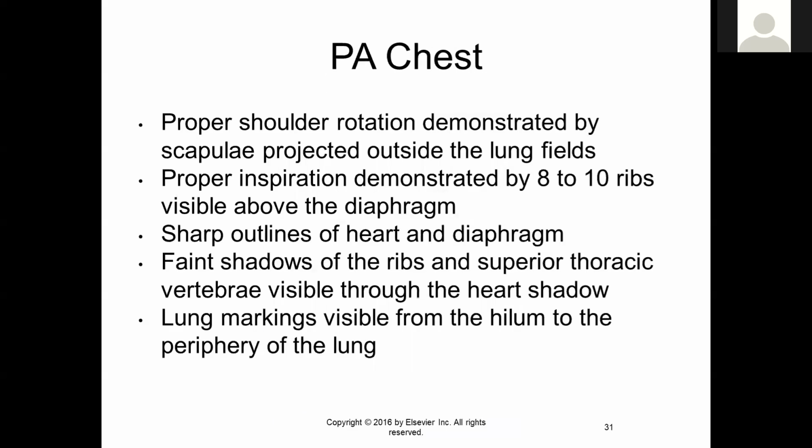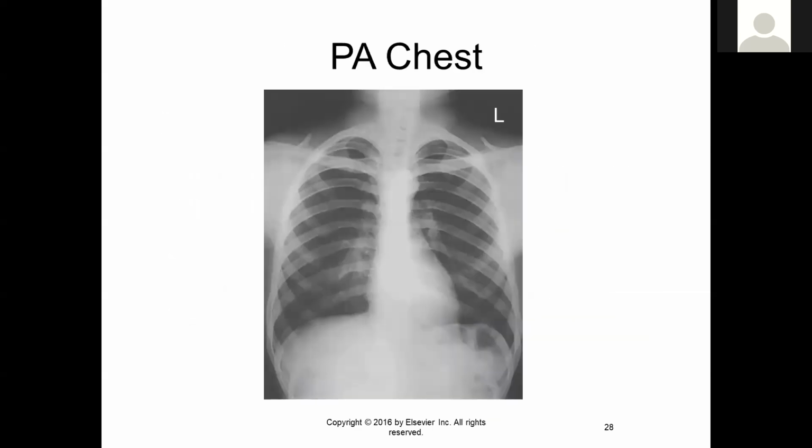We want to see proper shoulder rotation demonstrated by the scapulae projected outside the lung fields. Going back, scapulae on the right side and on the left. Note that the shoulder blades are on the outside margin of the lungs. They're not overlapping here. We're giving the doctors a better look at this portion of the lung, moving the bony anatomy off to the edges.